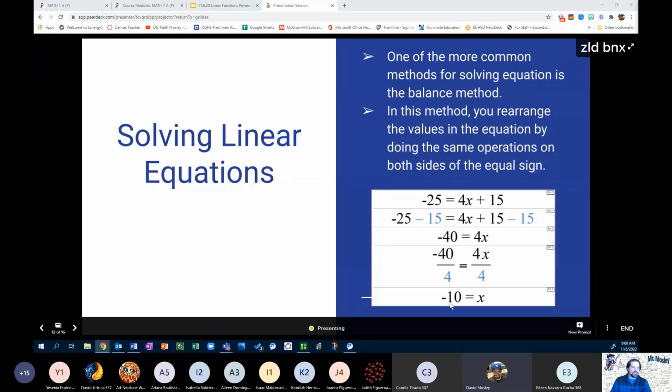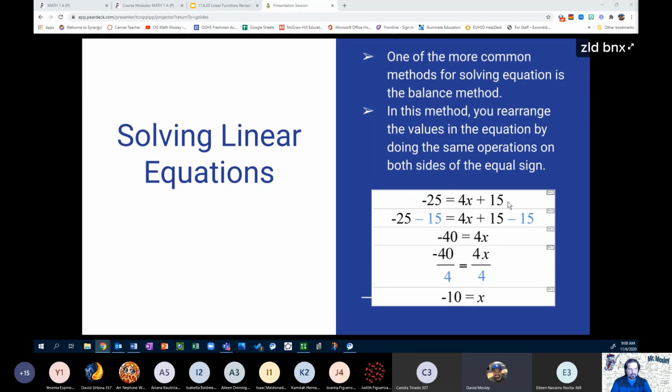Negative 40 divided by 4 is negative 10, and then we have that equals x. If I take the negative 10 and put it back into the original equation, we'd have 4 times negative 10, which would be negative 40, plus 15 would be negative 25. So the solution checks out. And this is the primary method that we've looked at in class when solving linear equations algebraically.